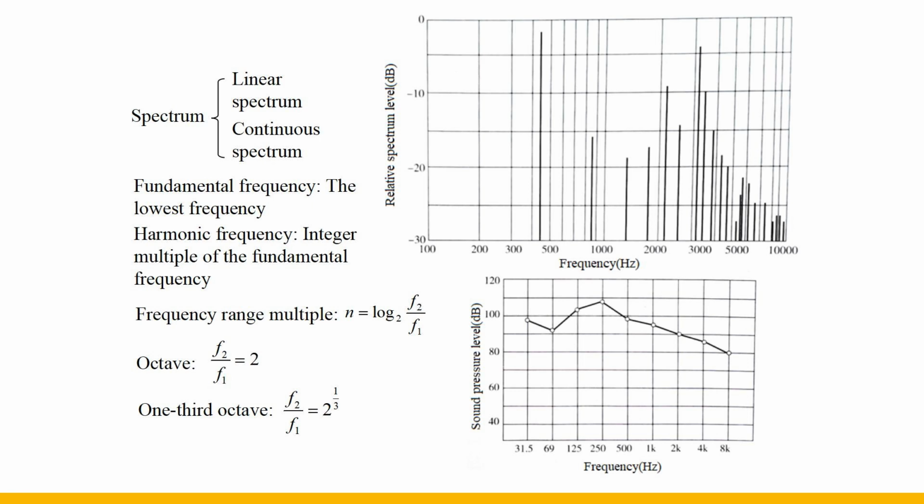N equal to 1 is called an octave, which is used for general engineering measurement. The following figure is an octave spectrum. N equal to 1/3 is called a 1/3 octave, and is used for high precision laboratory measurements.